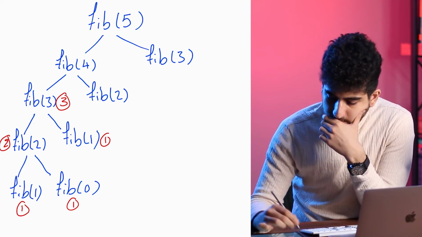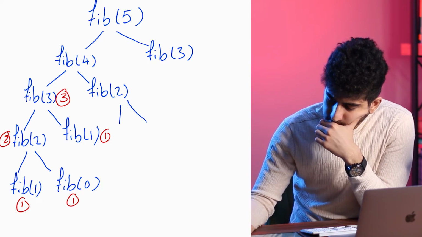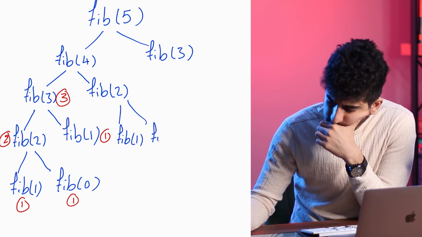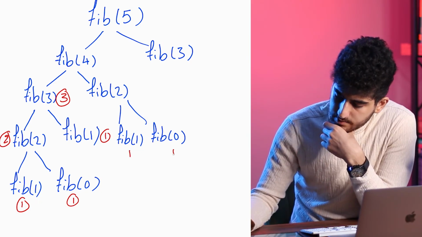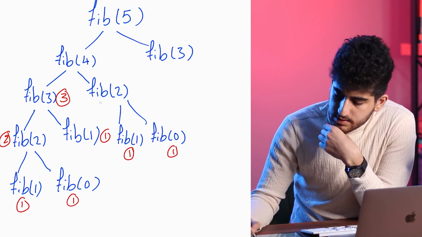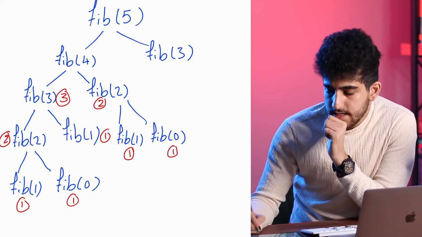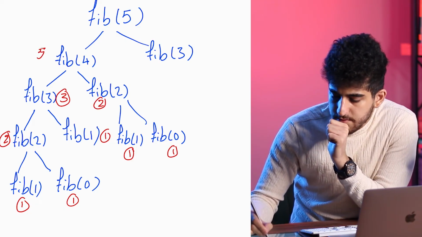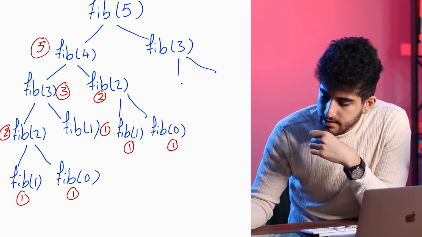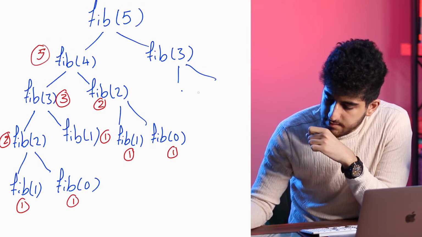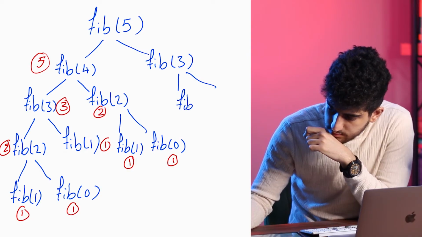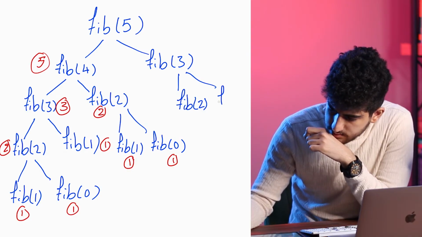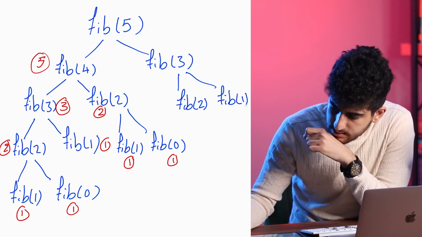Again, here, fib of 2 will be equal to fib of 1 plus fib of 0. Both of them will be 1. They will return 1, so fib of 2 will be 2. Therefore, here fib of 4 will be 5. Again, here the same process will happen, and fib of 3 will be equal to fib of 2 plus fib of 1, so it will call these two functions.